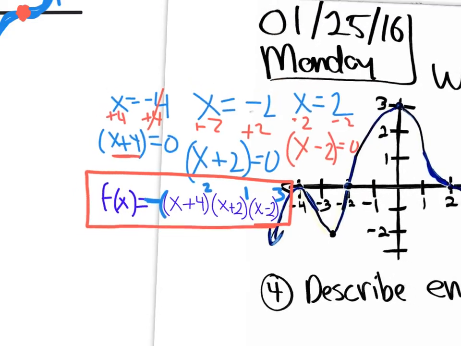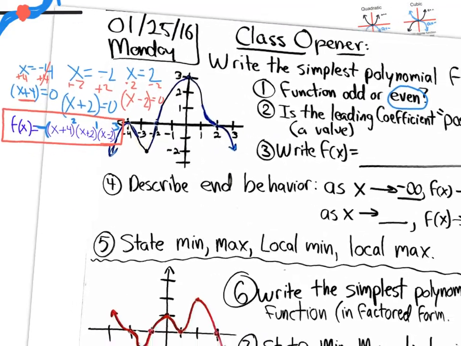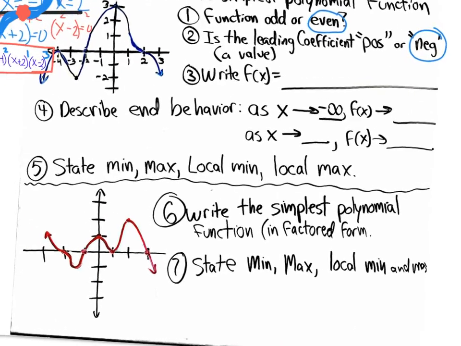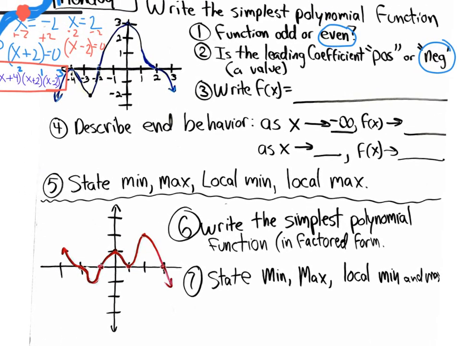Now let's move on to describe the end behavior. As x approaches negative infinity, that's saying look to the left. What's happening as you go to the left? Well, this arrow is saying that it's going down forever. So as you're going to the left, your f of x function is going to approach negative infinity also.